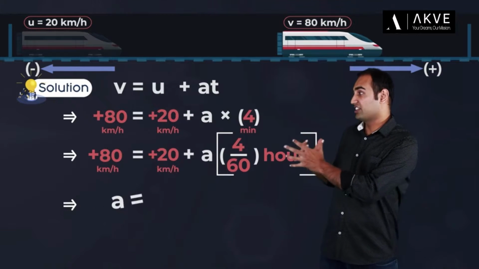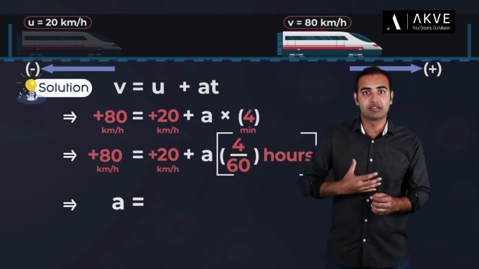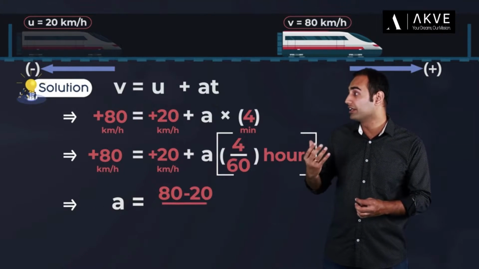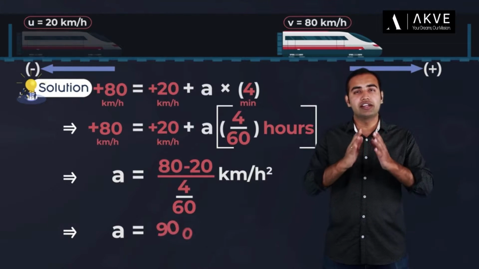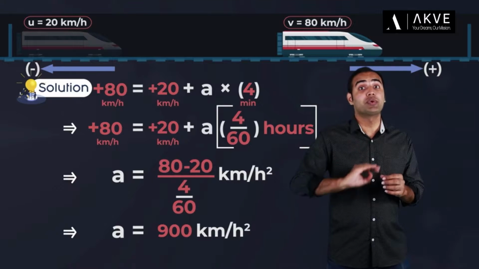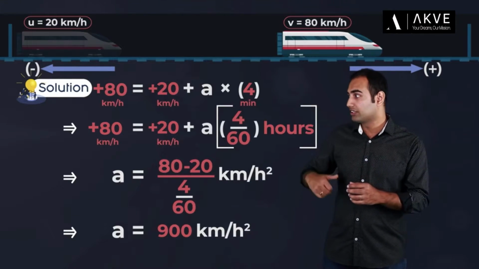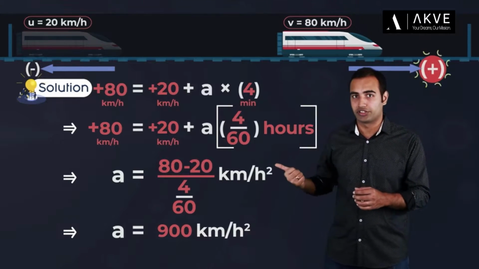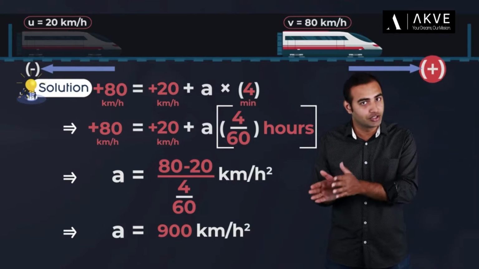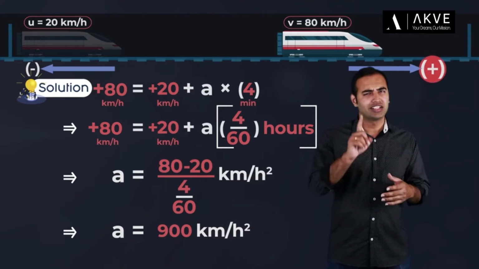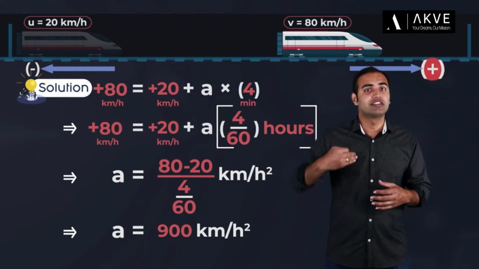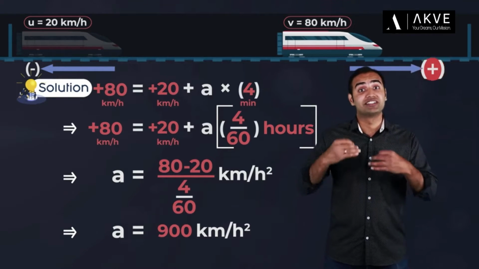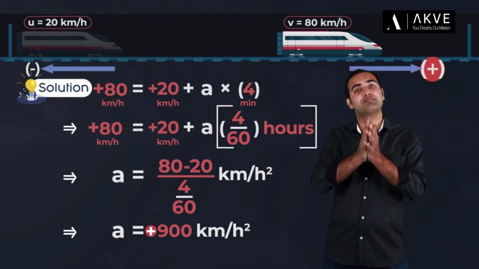Now, if we rearrange this equation and solve for a, we get (80 − 20) divided by 4/60, which comes out to be 900 kilometers per hour square. Now you can see the sign of acceleration is positive, which means acceleration was acting towards the right direction. That's sensible, right? Because if acceleration acted towards the left, then the velocity would have reduced. But it's increasing, that's why acceleration is positive.